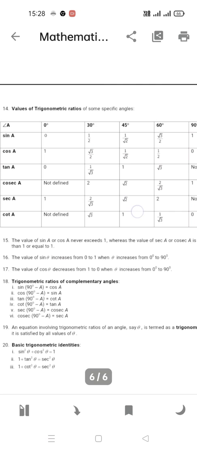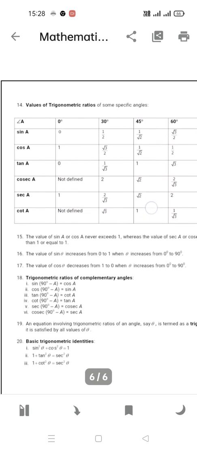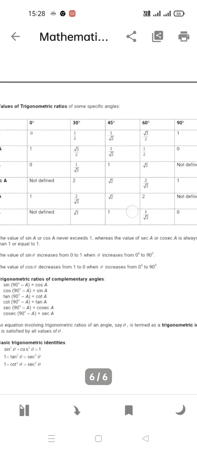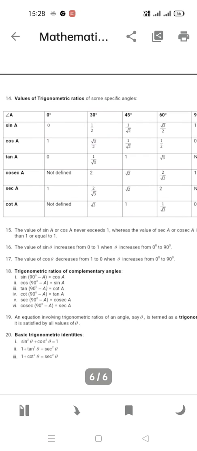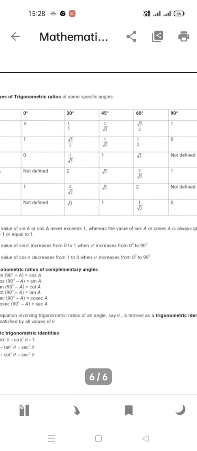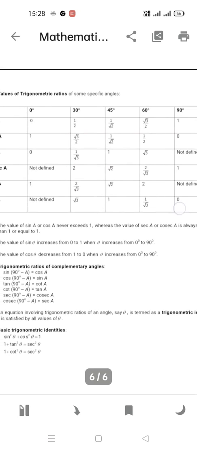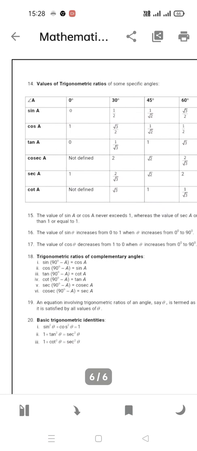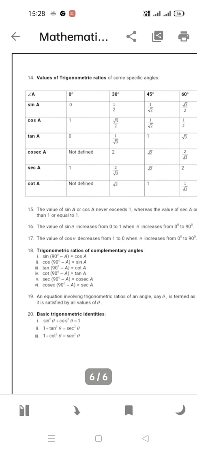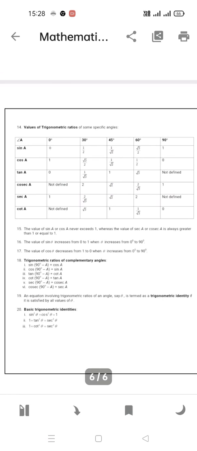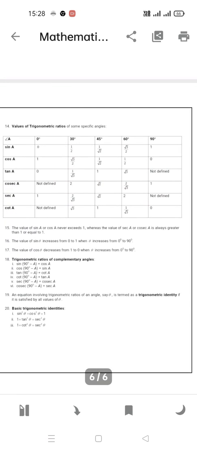Cosec will be the opposite of sec. Like sec is 1, root 2, 2 upon root 2, root 3, root 2, 2, not defined. So the opposite of sec will be cosec. And what about cot? Cot will be the opposite of tan. So this is the serial. Like this you need to learn the trigonometric table.